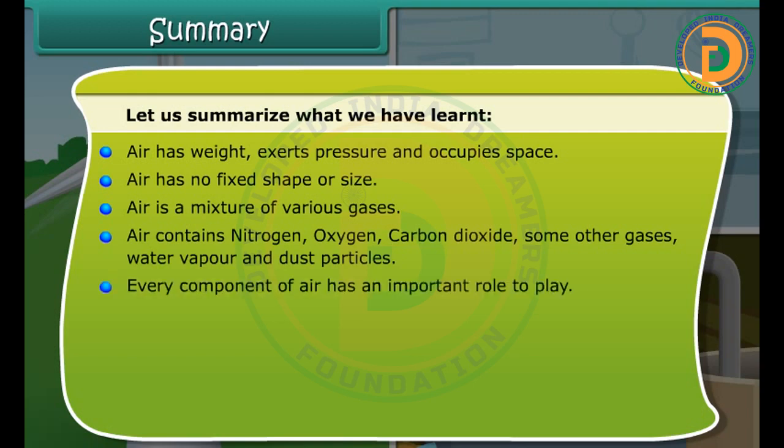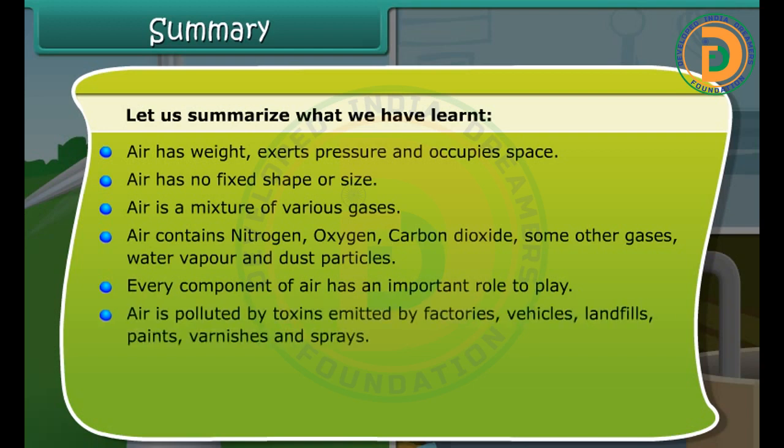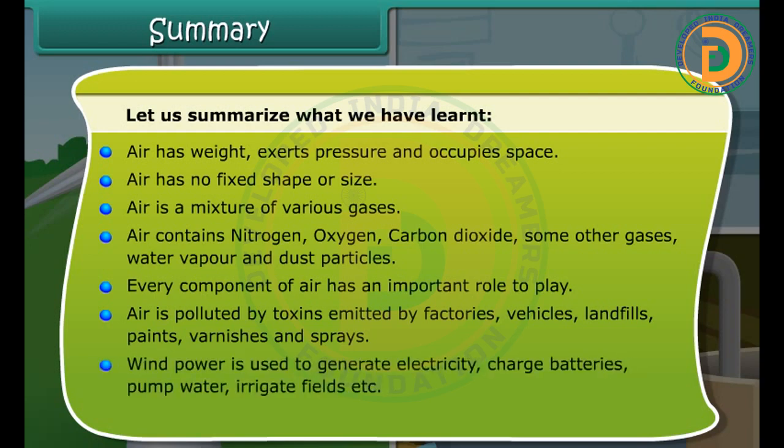Every component of air has an important role to play. Air is polluted by toxins emitted by factories, vehicles, landfills, paints, varnishes, and sprays. Wind power is used to generate electricity, charge batteries, pump water, irrigate fields, etc. Wind energy.